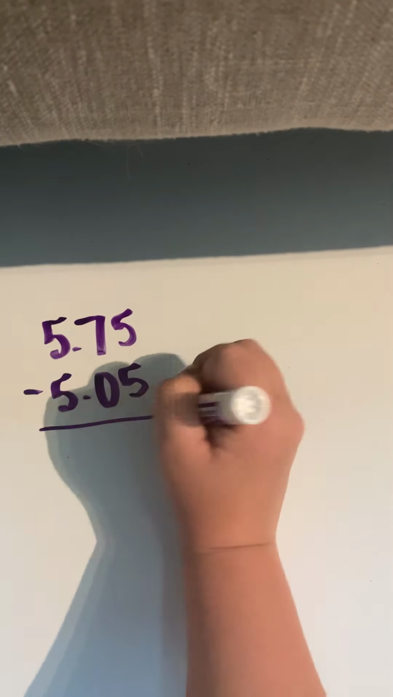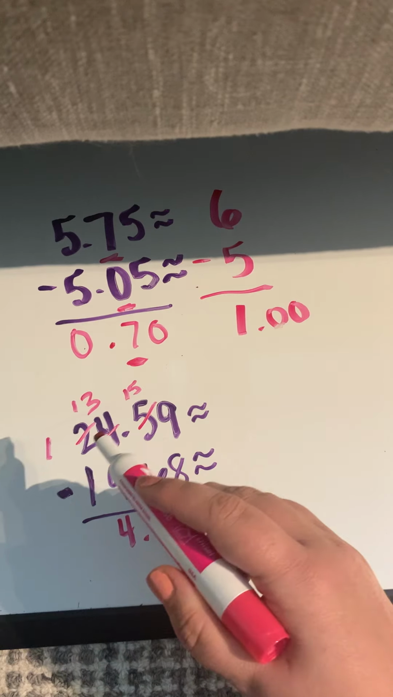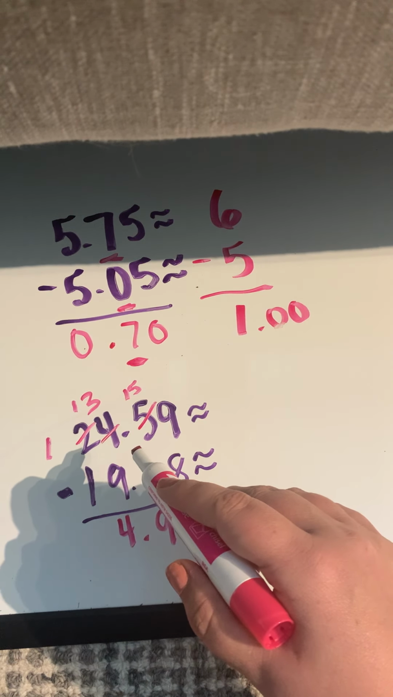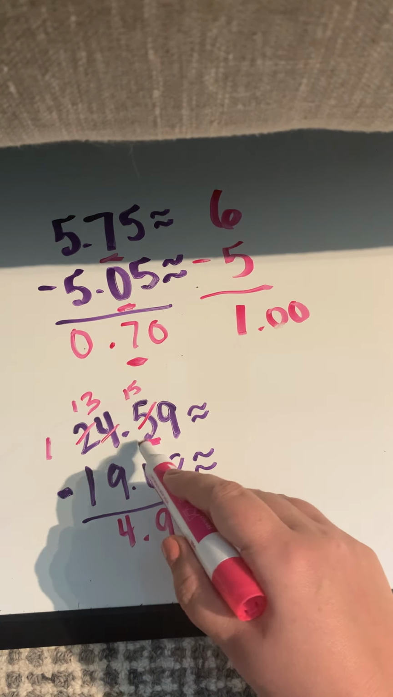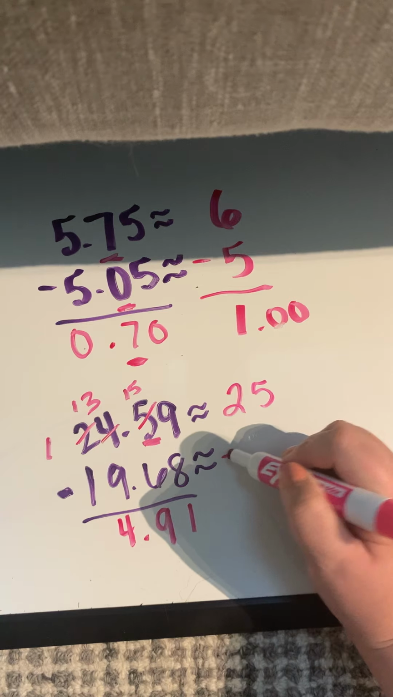Bring down my decimal. Can I do 3 minus 9? No. So 13 minus 9, 4. And then 1 minus 1 is 0. So this is my actual answer. Now I'm going to come up here and I'm going to estimate. So if I look at my 24, I'm going to look next door, and my 5, if it's 5 or more, raise the score. So that's going to be 25.